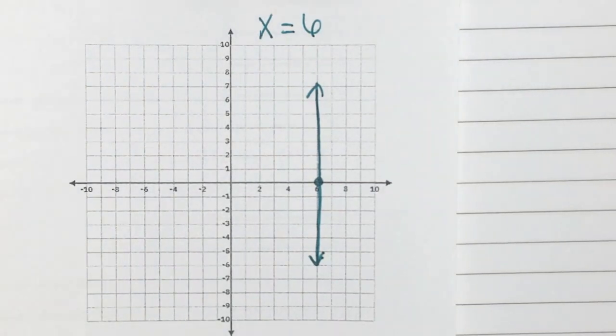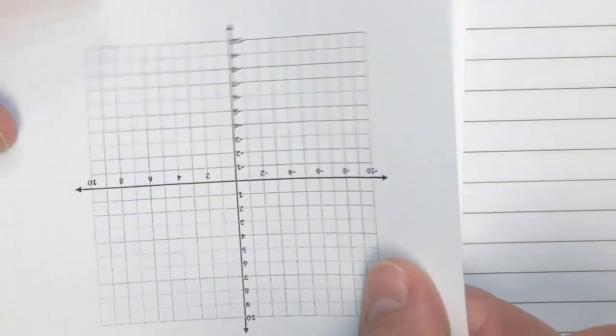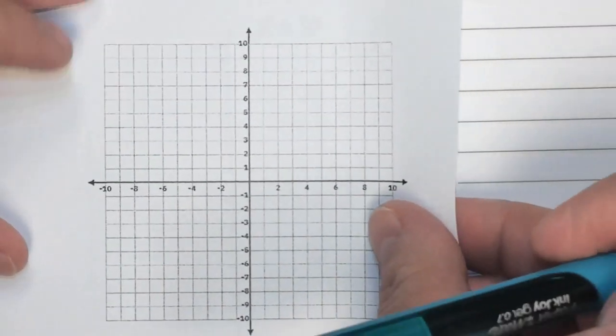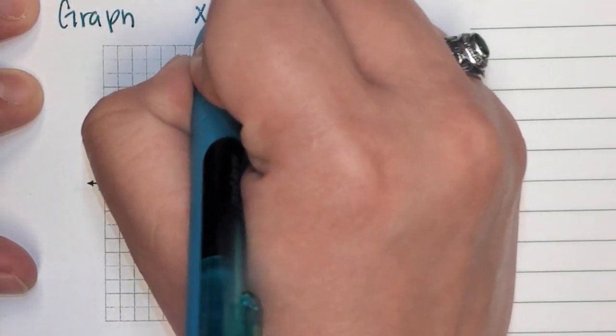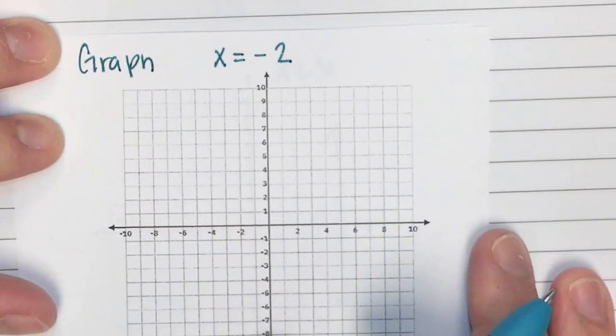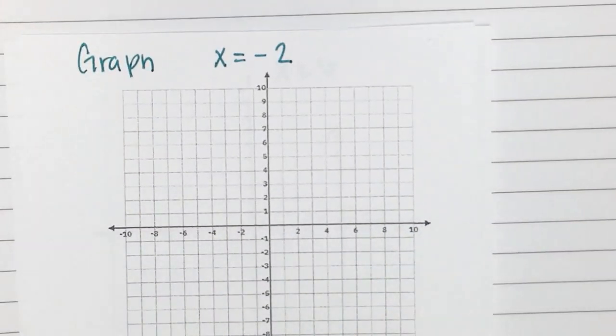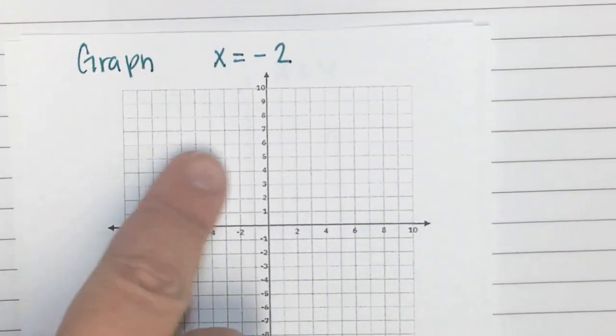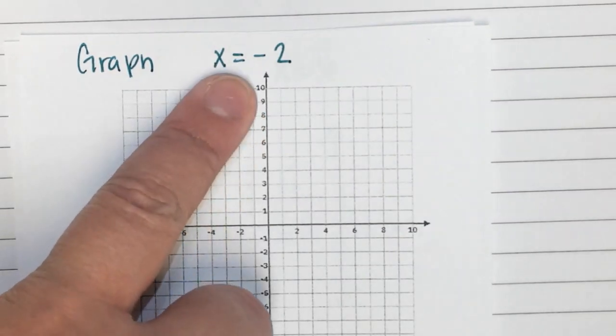All right. Last one. This last one is a teacher check. So graph x equals -2. I'm going to come around with tape, and I'm going to be checking for graphing x equals -2.